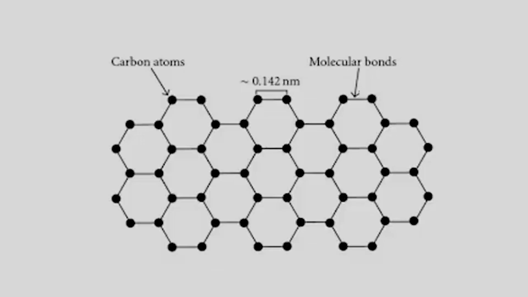So, these are the bonds which are shown here, and I said that it is like 1.42 angstrom or 0.142 nanometer. That is the distance between the two carbon atoms, and each one of them is a carbon atom.